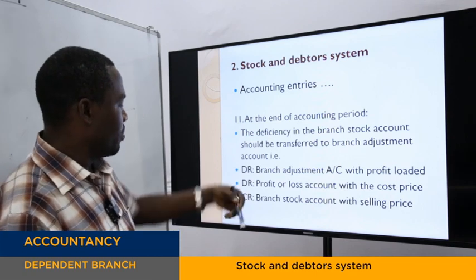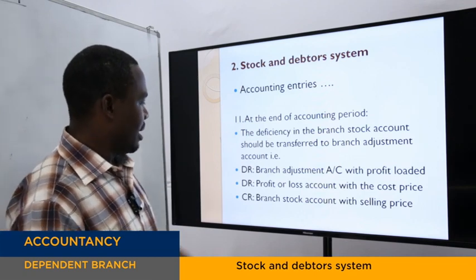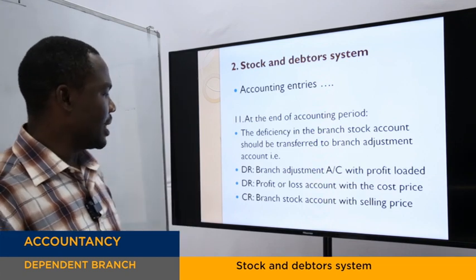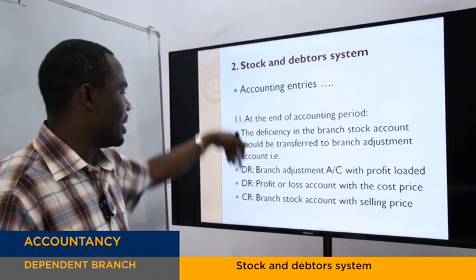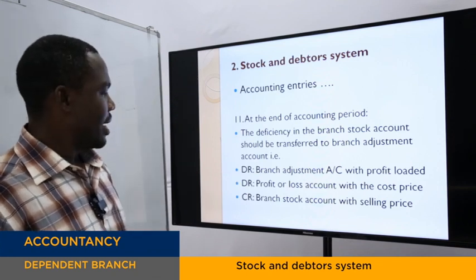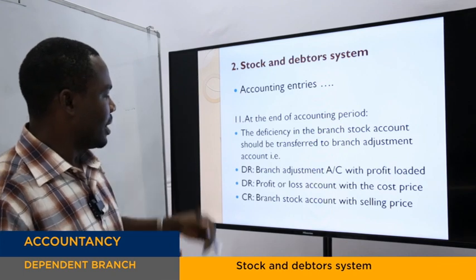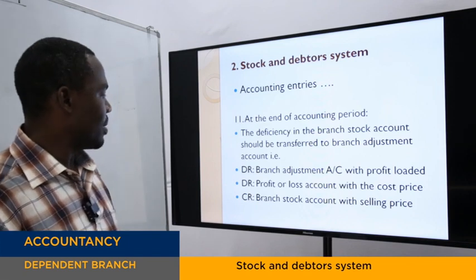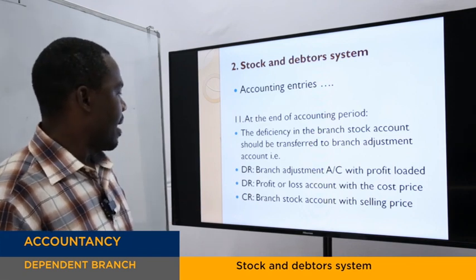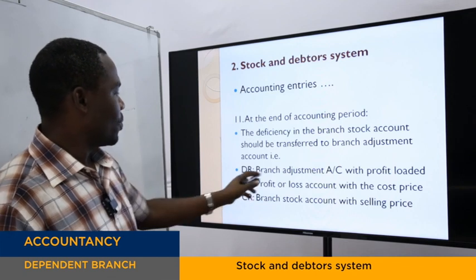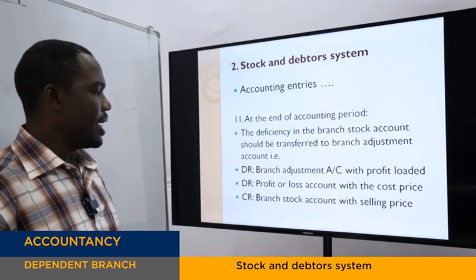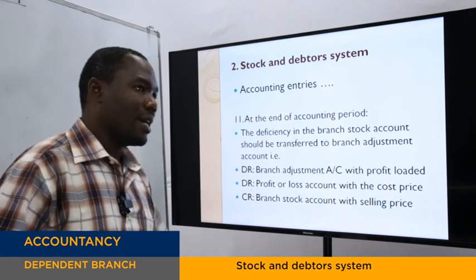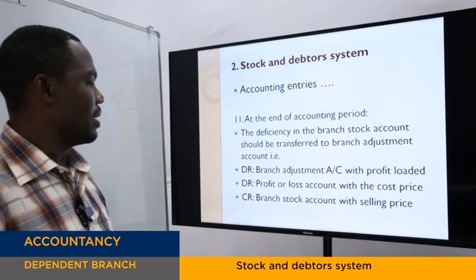So this deficiency should be apportioned. And if it is just a normal loss, you'll be given information in the question, so you are going to debit it directly to branch adjustment. But if you are not given any information, it is better to apportion it, with the cost element to the profit or loss account and the profit loaded to the branch adjustment account. Nevertheless, even if you take the whole amount to branch adjustment account, the net effect in the profit or loss account will be the same.